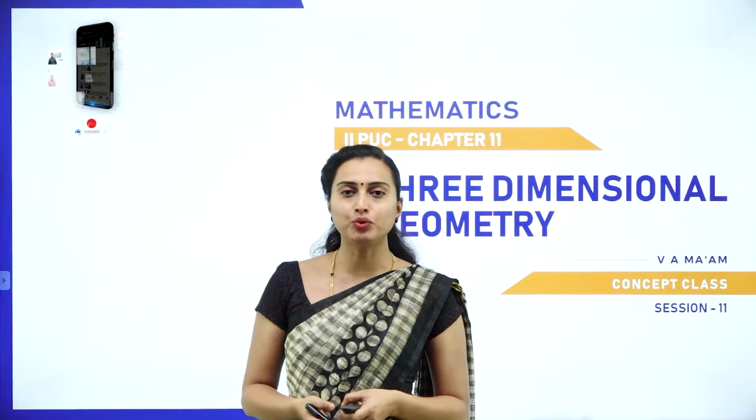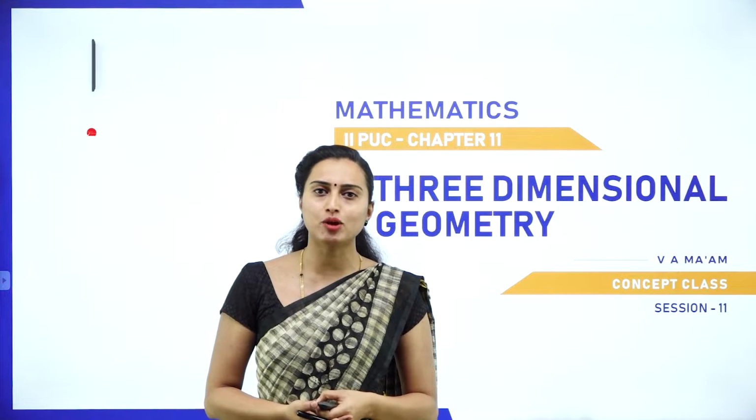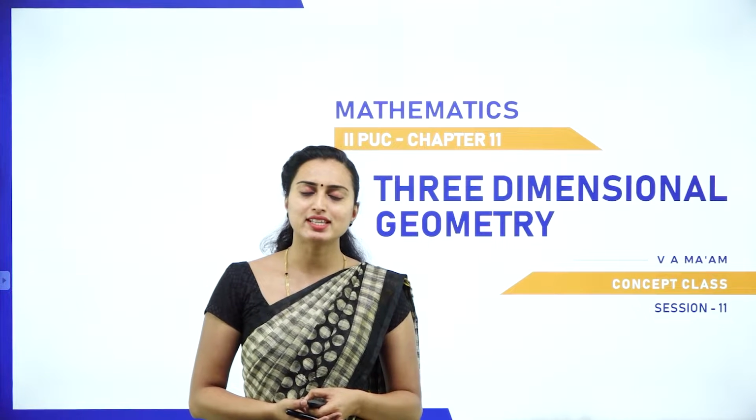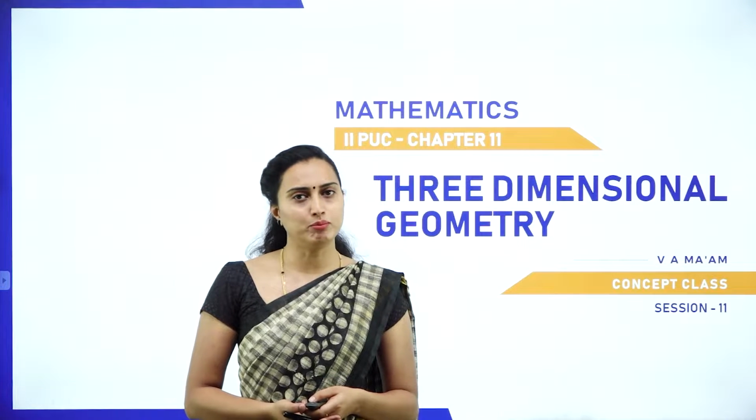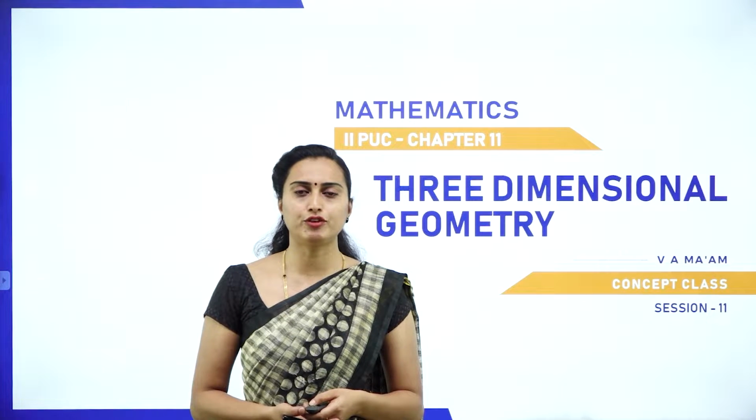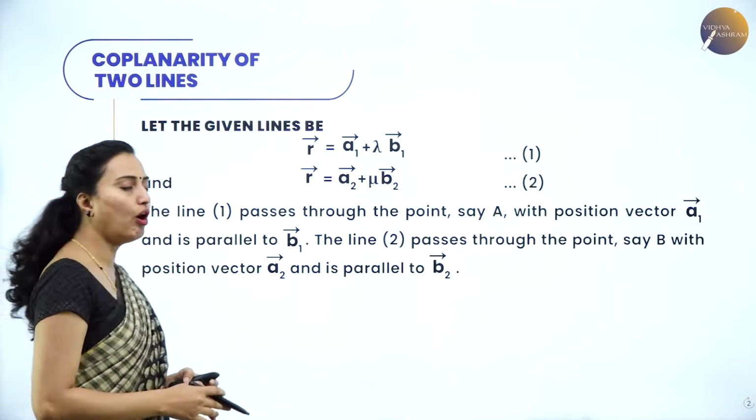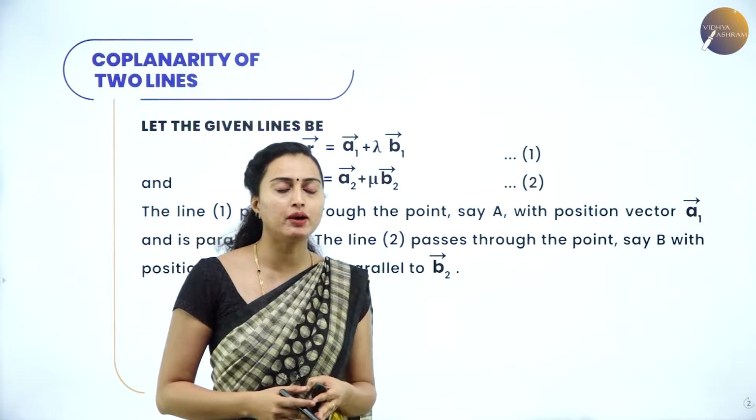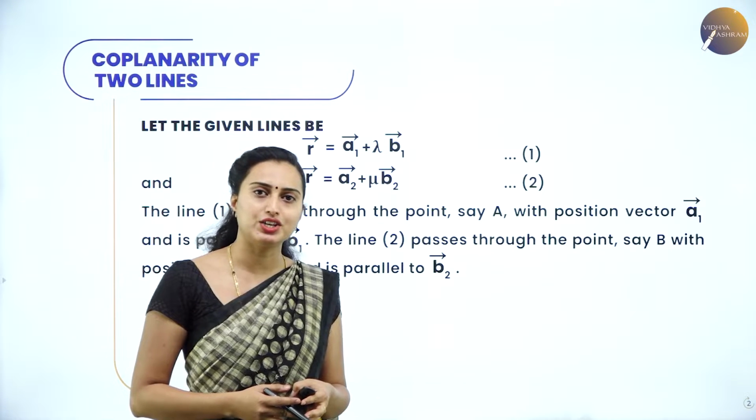In the last session, we learnt a different concept of 3D geometry and problems based on it. In today's session, we are moving on to the other concept of 3D geometry, which is chapter number 11 in your second PUC Mathematics. Right now, we'll be moving on to one more derivation, which is very important for your examination. Here we'll first look at the coplanarity of two lines. So what will be the coplanarity of two lines in vector form as well as in the Cartesian form?